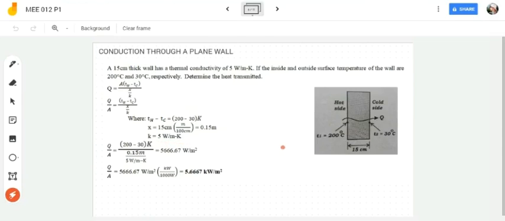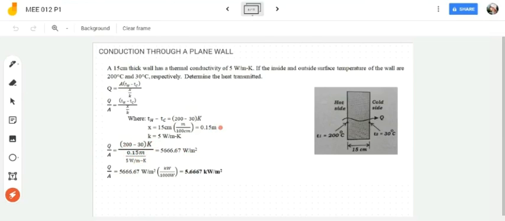Okay, so let's solve this. So your Q over A is equal to 200 minus 30 Kelvin. This is your TH minus TC. Your X is 0.15 meter, and then your K is 5 watt per meter Kelvin. And then if you do the unit analysis, the Kelvin will cancel out, and then this meter will become meter squared. Watt will be on the upper side. So this will become watt per meter squared in your unit analysis.